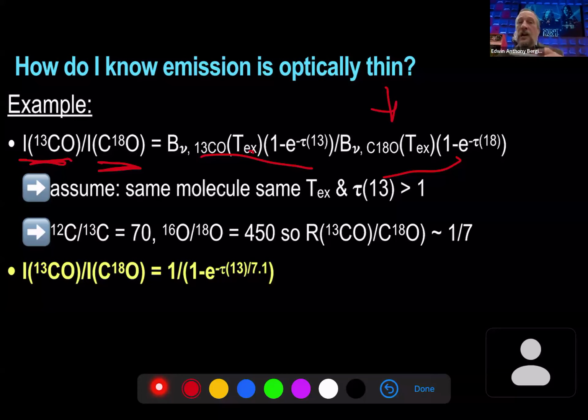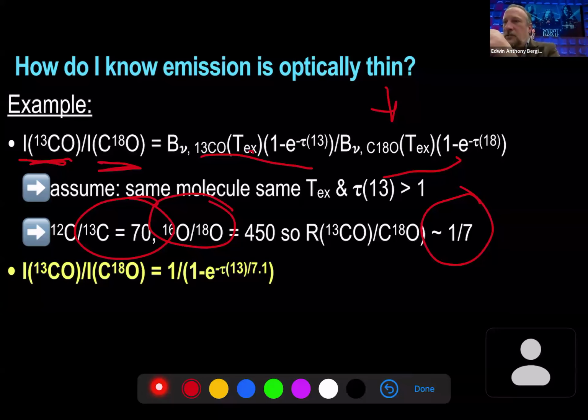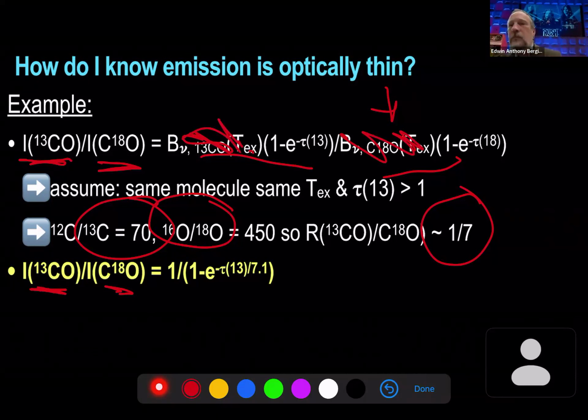Okay. And I also know the isotope ratio of 12C to 13C and 16O to 18O. So that's 1/7. So what that means is the C18O optical depth is 7 times lower than that of 13CO. So I can work this out. I just take the ratio of the observed emission. This stuff goes away. That's the same quantity.